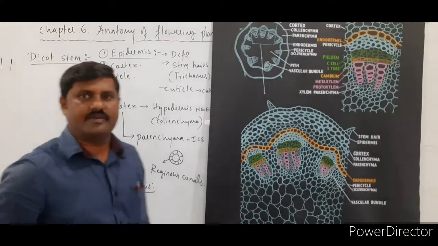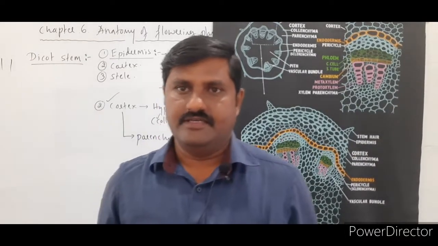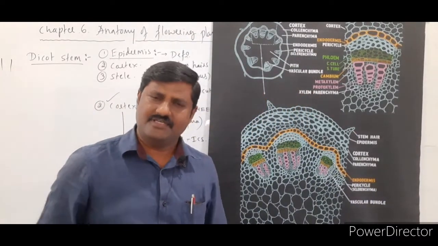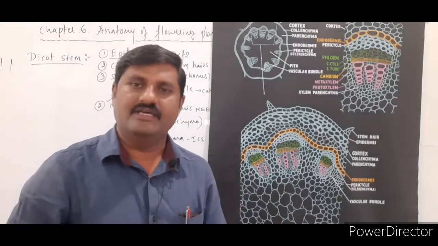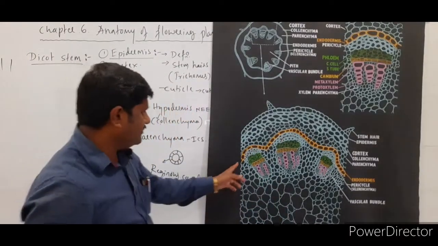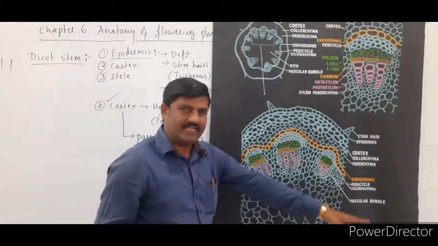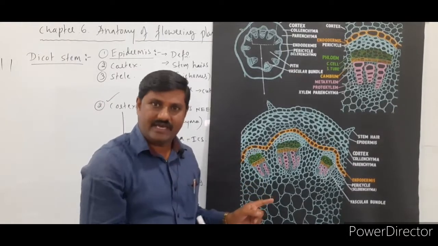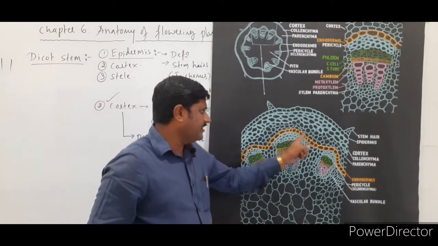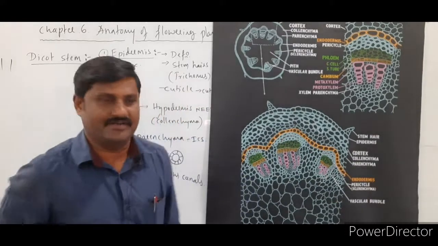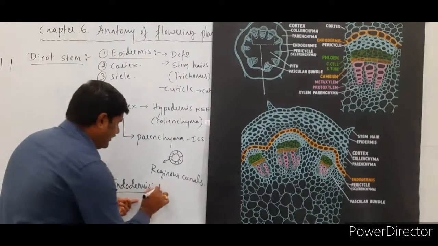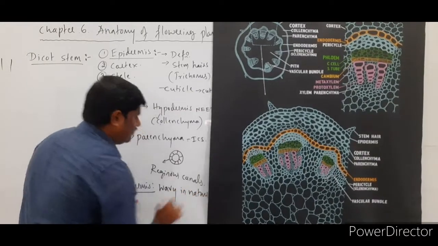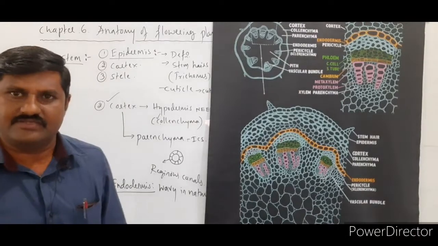What is endodermis? It is an innermost single-celled layer which is made up of barrel-shaped cells. The same definition you write as in roots, right? Barrel-shaped cells it is made up of, but the only difference is that there the endodermis was circular, but here the endodermis is wavy in nature, right? So the endodermis is wavy in nature.